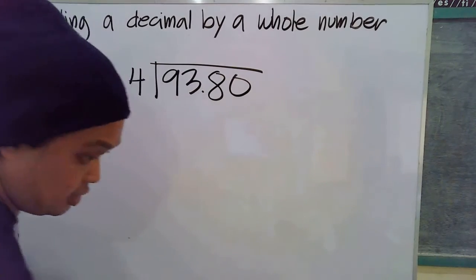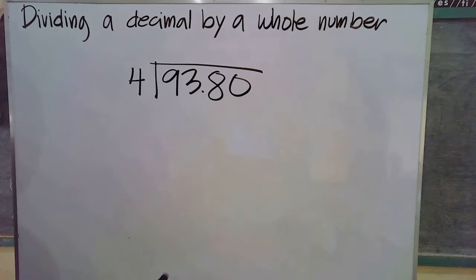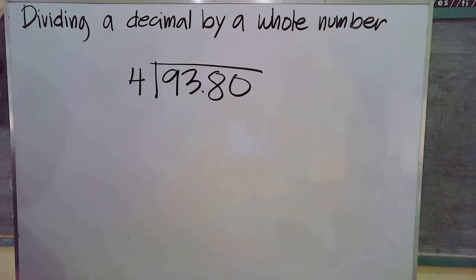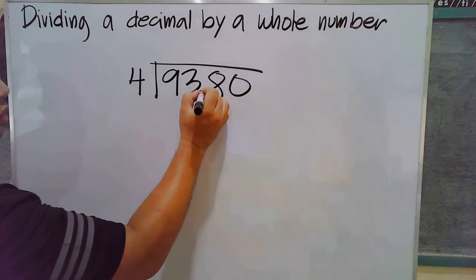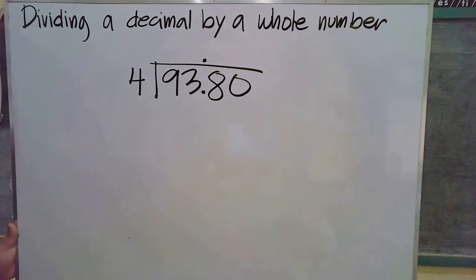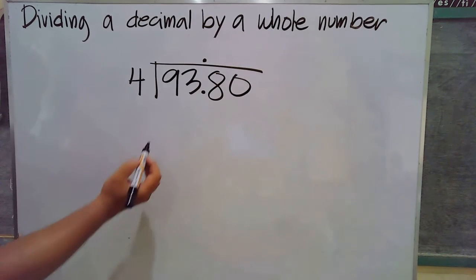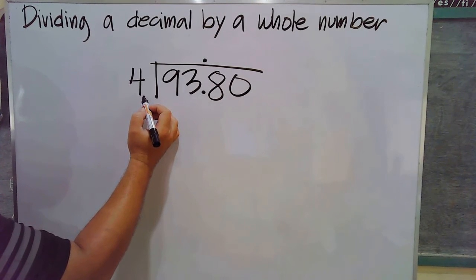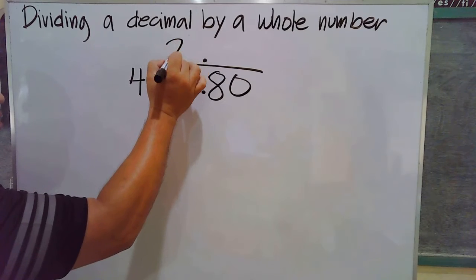So first thing to do, what are we going to do? Put a decimal point above, on top of its original position. Okay, so make sure that the decimal points are aligned. Okay, and then let's divide. 9 divided by 4 is 2. Okay, so we have 2 here.